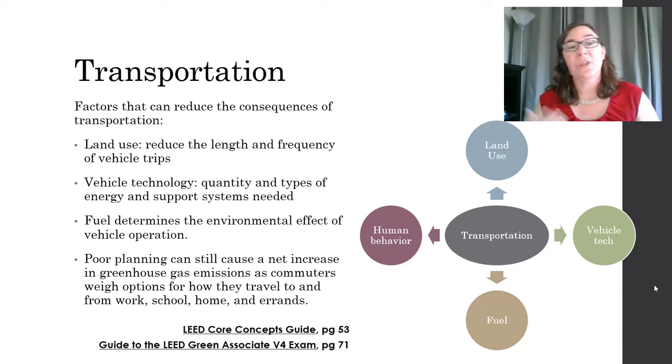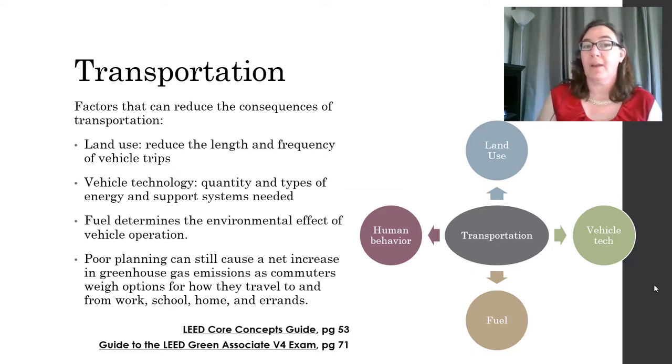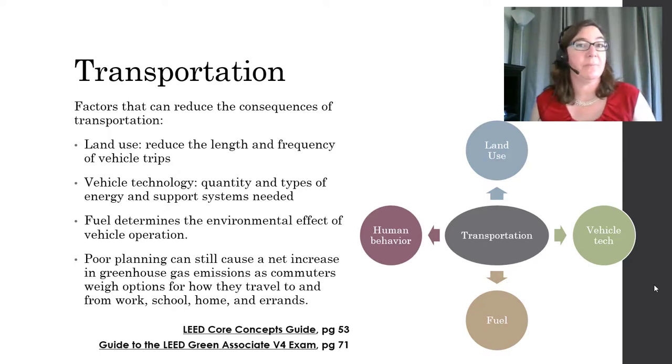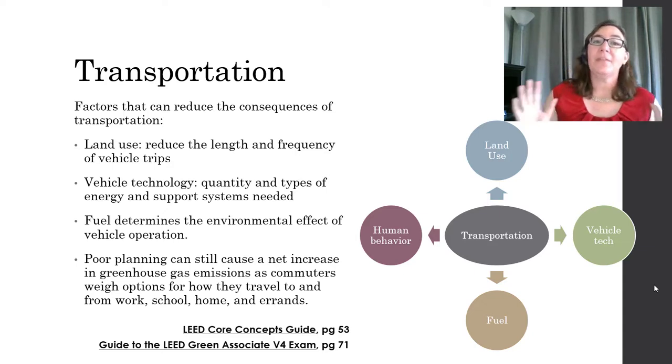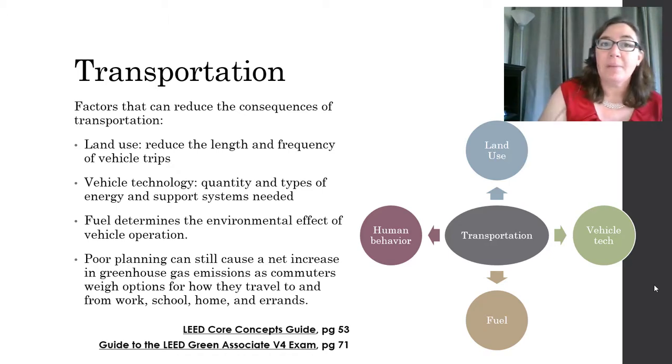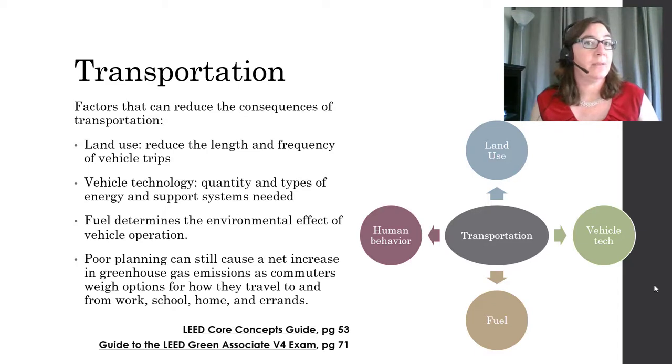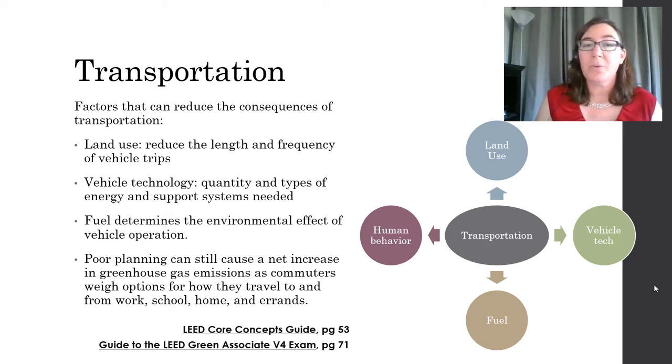The fuel technology is going to determine the specific environmental effect of vehicle operation, right? Which kinds of gases, which kinds of emissions, what kinds of effects. And finally, there's human behavior, all right? All of these on one side, but poor planning and human behavior can still cause an increase in greenhouse gas emissions as your users, your commuters, your occupants weigh their different options for how they're going to travel around their neighborhood and live their life.